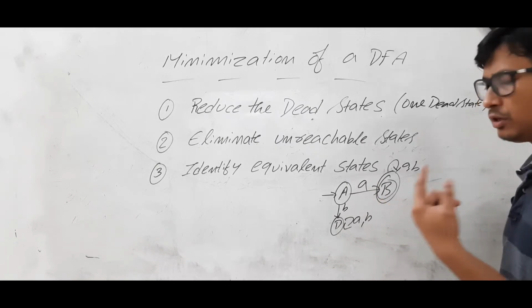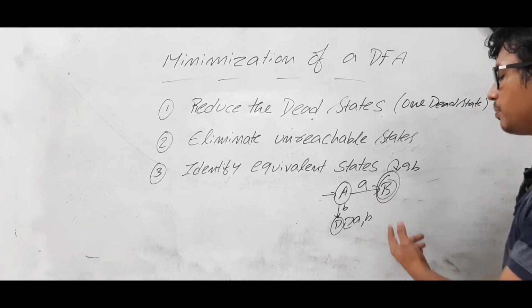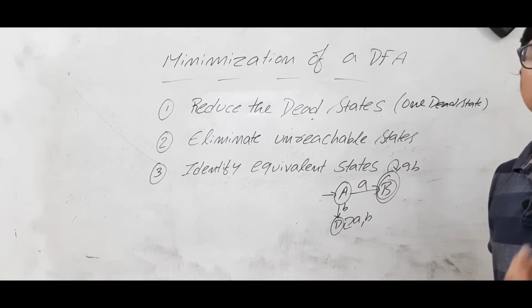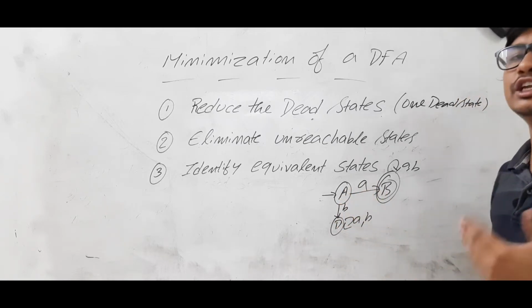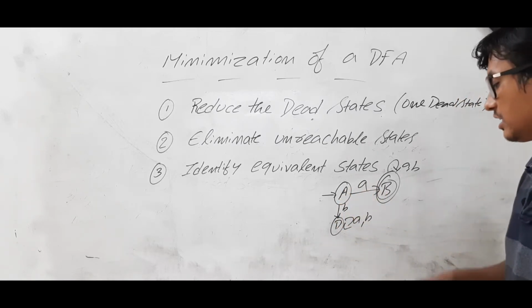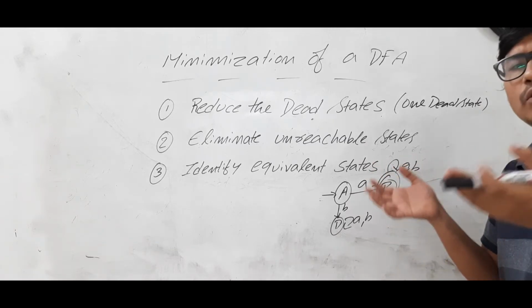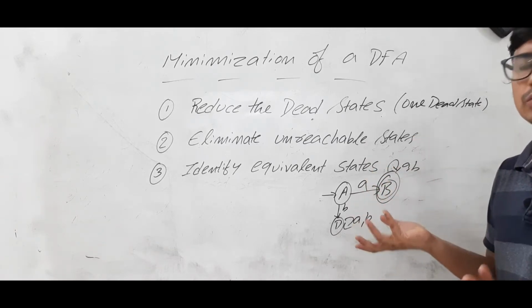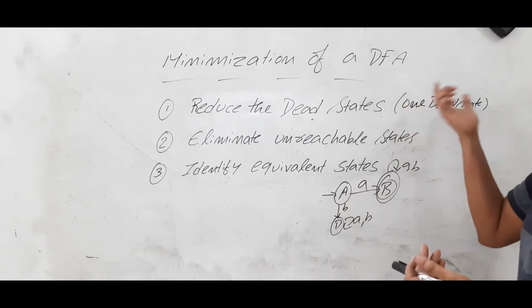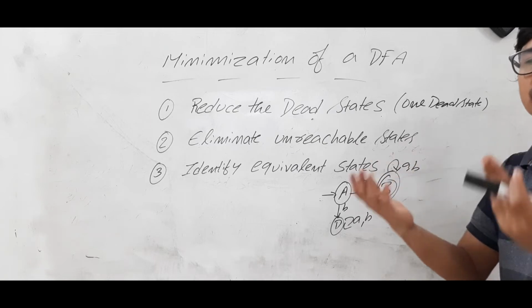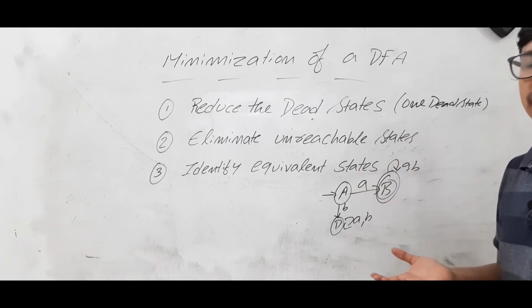In this example you have only one final state, B, but in some examples you may have more than one final state. That's why we call it a set of final states. If you cannot reach any one of the final states, then that state we call a dead state. Now if you have more than one dead state, what is the use? You will make it into only one dead state, so that you can reduce the number of dead states, which internally reduces the number of states.